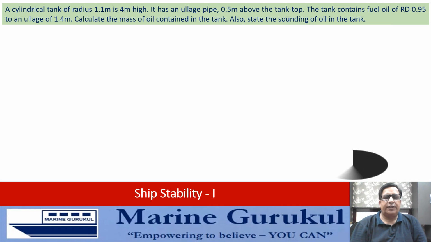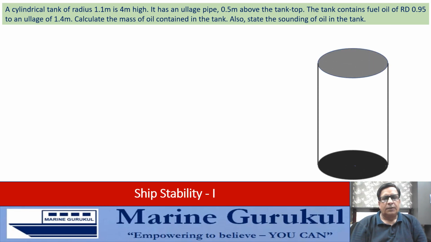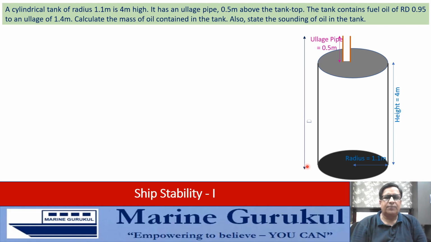We have the cylindrical tank coming up in the diagram. The radius of the cylindrical tank is given in the question as 1.1 meters. The height of the tank is given as 4 meters. Above the top of the tank, we have an ullage pipe of height 0.5 meters. So the depth of the tank from the top of the ullage pipe obviously becomes 4.5 meters.